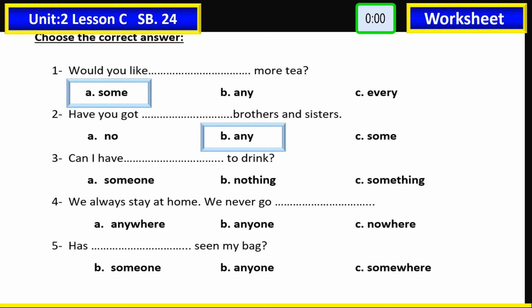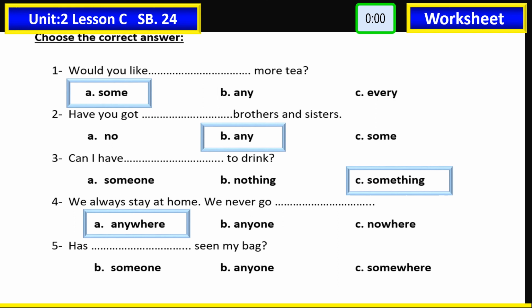What do you think about number three? Can I have something to drink: someone, nothing, or something? What do you think about this one? Can I say someone? No. Can I say nothing? No, this one does not suit. What about something? That's right.